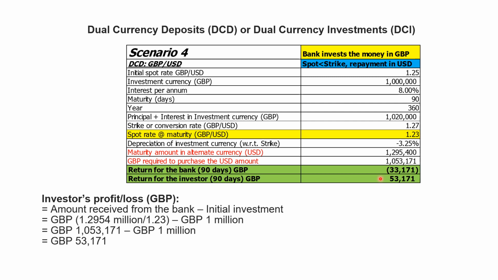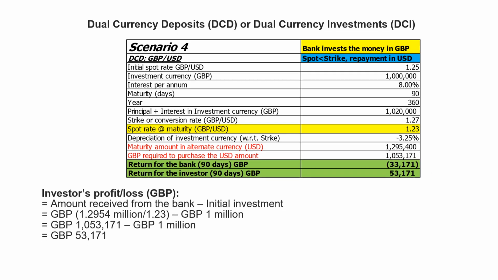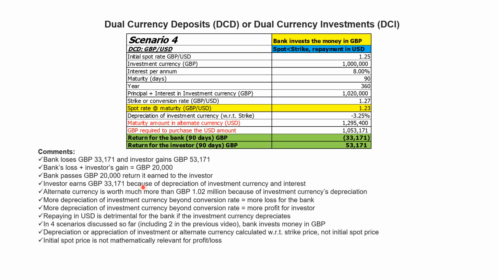Note that the bank loses exactly 33,171 and the investor gets a bounty of GBP 53,171. In effect, the bank passes the GBP 20,000 return it earned on its GBP deposit to the investor. In addition, the investor earns GBP 33,171 because of the depreciation of the investment currency and the interest. Now the alternate currency in which the investor has been paid is worth much more than the GBP 1.02 million because of the depreciation of the investment currency.